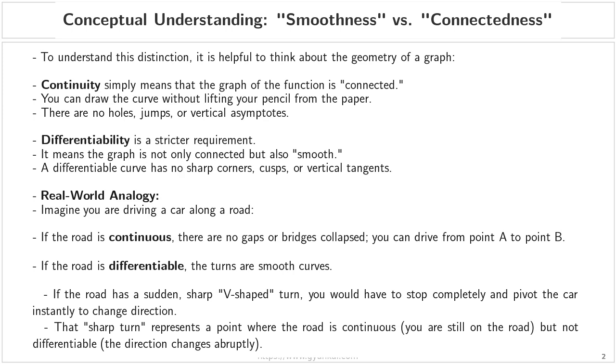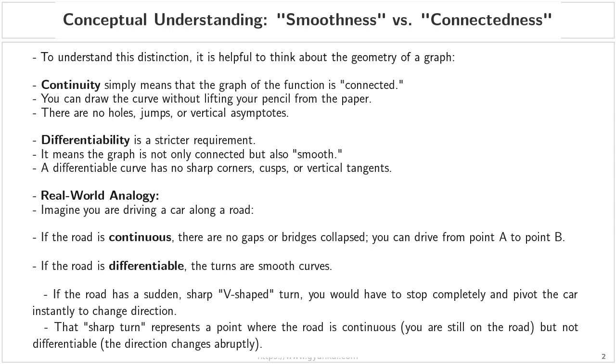Now imagine the road has a sudden, sharp, V-shaped turn. In this scenario, you are still on the road, so the path is still continuous. However, to navigate that sharp point, you would have to come to a complete stop and pivot the car instantly to change your direction. That sharp turn is the perfect representation of a point where a function is continuous, because the road is still there, but not differentiable, because the direction changes too abruptly for a smooth transition.